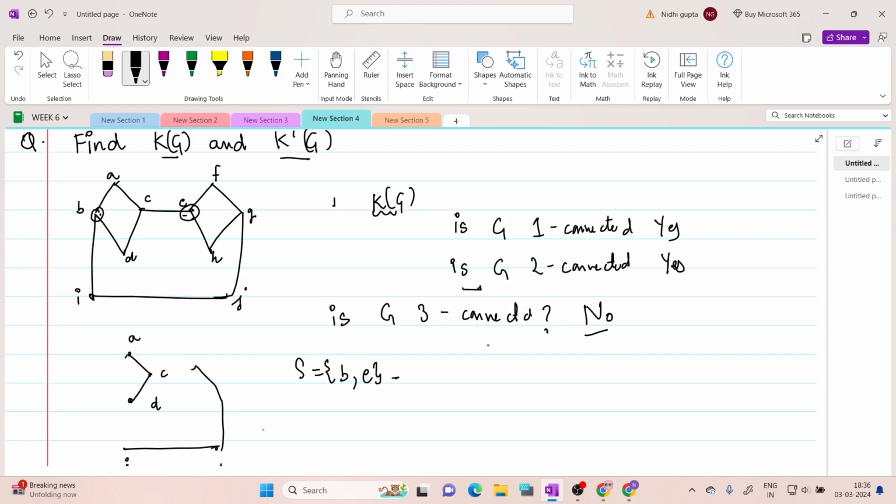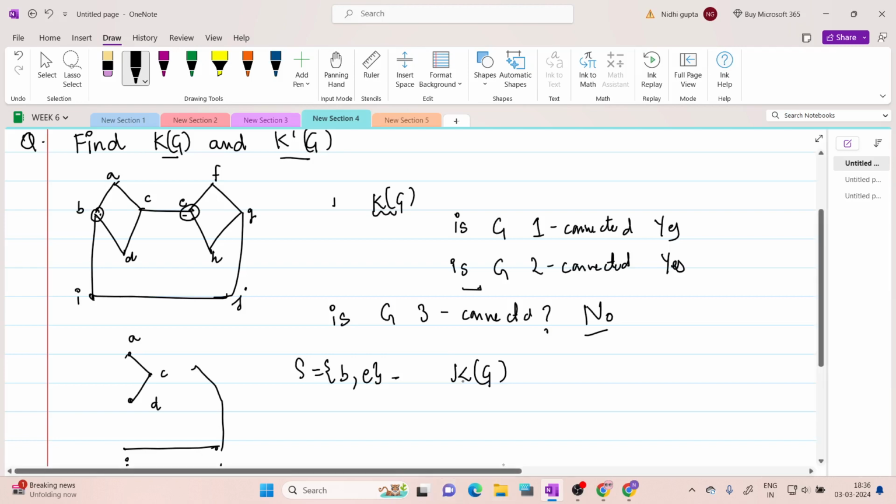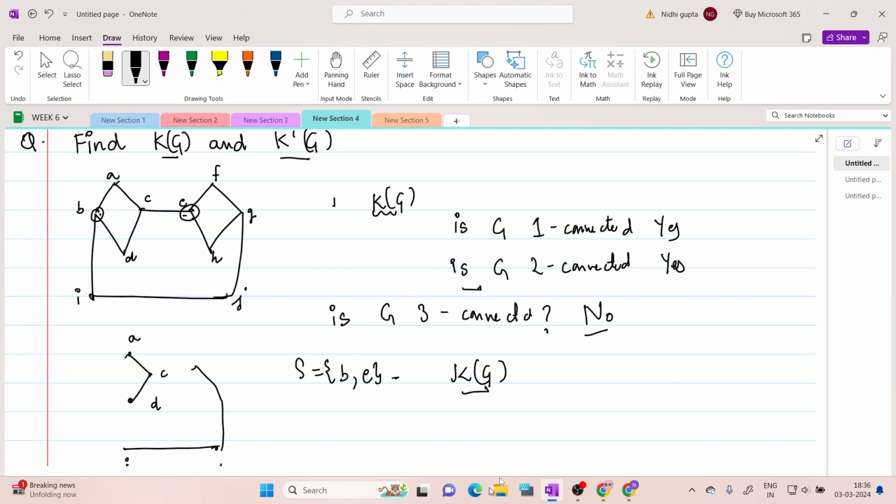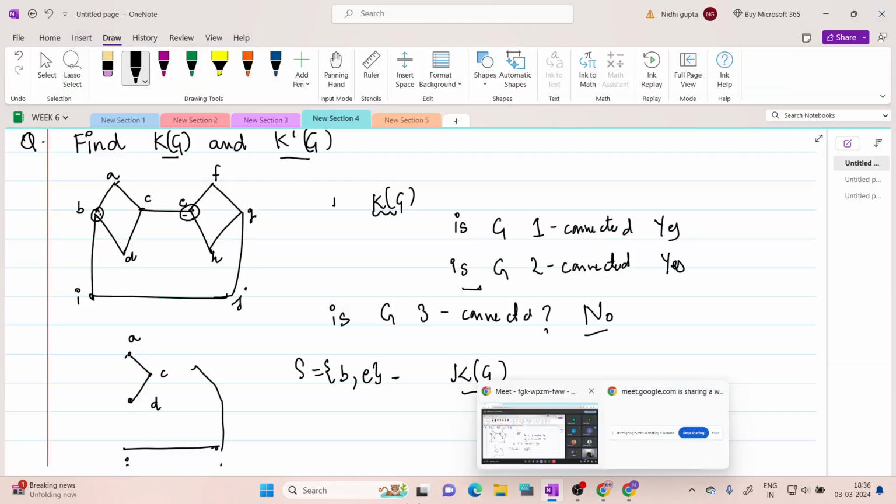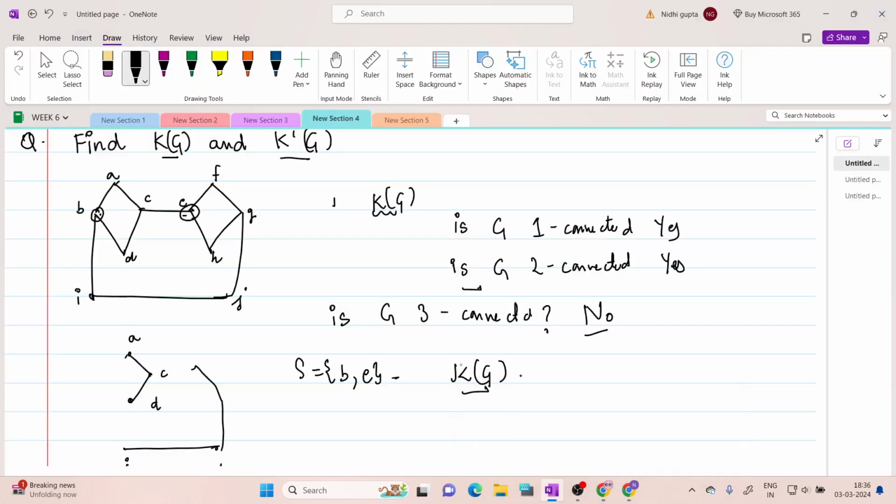So now, what is the vertex connectivity then? What is the vertex connectivity of this graph? 2, ma'am. 2. Good. What about the edge connectivity?